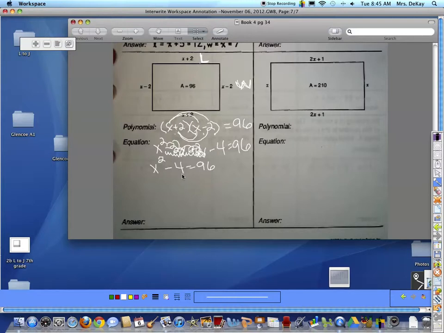Alright, but I'm still going to make it equal 0. So I'm still going to take away the 96 and take away the 96. So I get x squared minus 100 equals 0. What do I do with that?